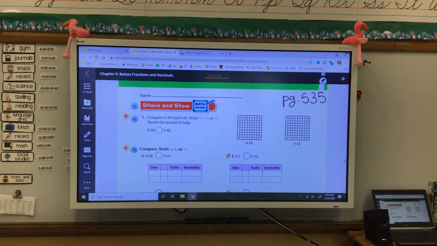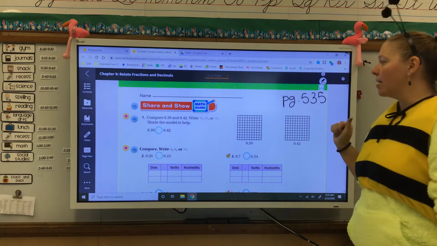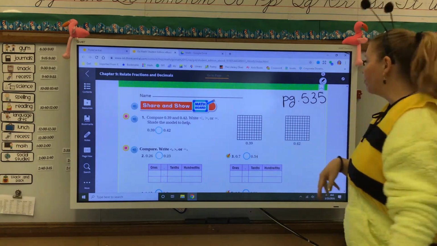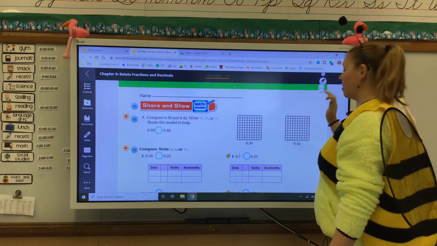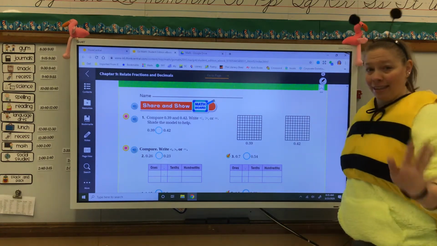All right, fourth graders, so let's get our math books out and open them to page 535. Today we are comparing decimals, okay? So you guys already know how to compare numbers and you're really good at comparing numbers. And comparing decimals is no different than that, okay?